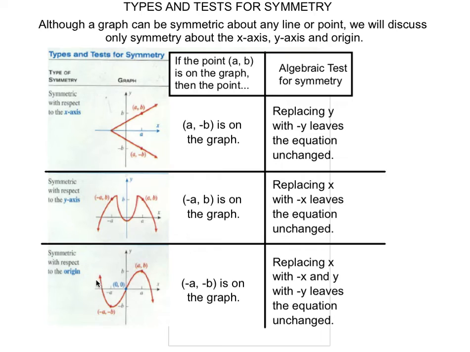Now, if I want to test to see if my graph is symmetric to the origin, for every point (a, b) on my graph, the point (-a, -b) is on my graph. That's what would cause my graph to rotate 180 degrees. So I can tell if it's symmetric to the origin by replacing x with negative x and y with negative y. When I simplify, if the equation's unchanged, then it's symmetric with respect to the origin.